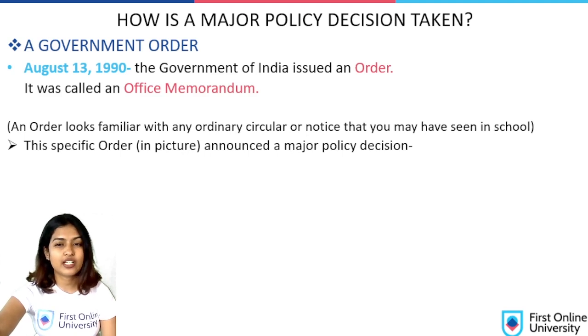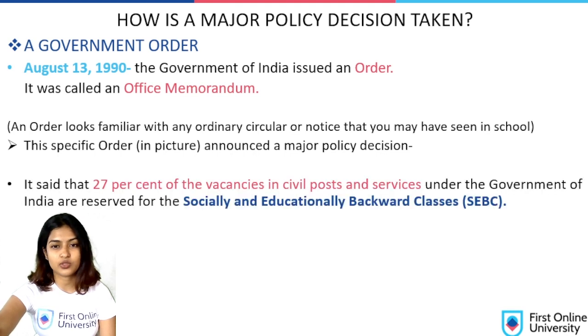So an order looks very familiar, like any circular or notice that you may have seen in your own school. But this specific order announced a major policy decision. Let us see what it announced. It said that 27% of the vacancies in civil posts and services under the Government of India are reserved for the socially and educationally backward classes.